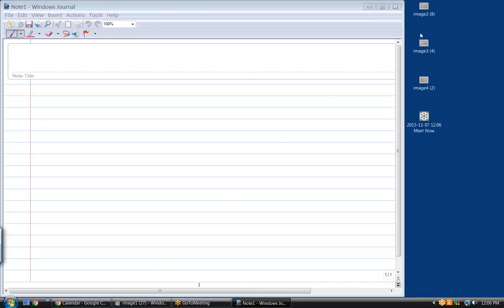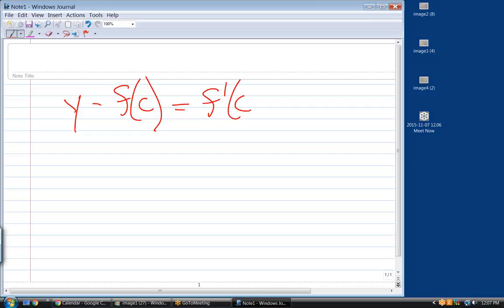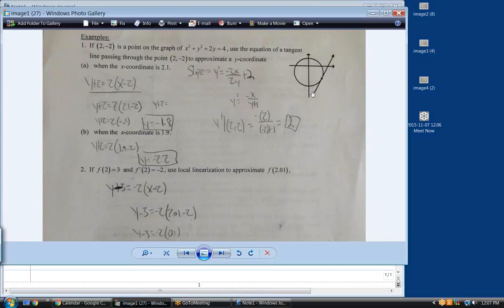That you don't really use them a lot. And this is kind of one of them. But you end up with y minus f of c equals f prime of c times x minus c. That's the equation of the tangent line at a given point. Okay? In other words, the equation of that tangent line is given by what I wrote.